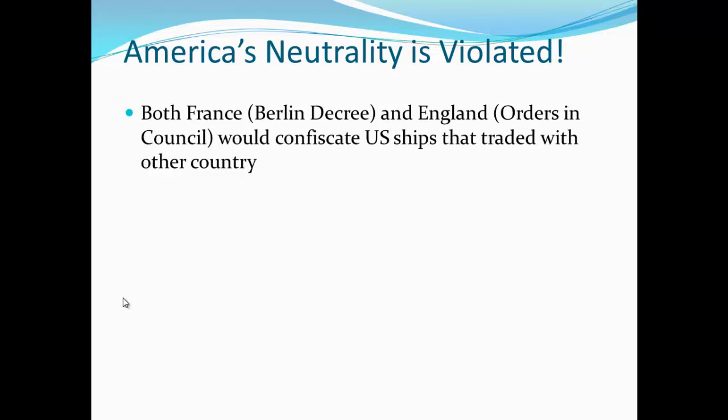So if the U.S. had a ship going to Europe to trade, France, if they could, would make it stop in their ports first to make sure they weren't trading with England, and England would do the same thing, making sure they wouldn't trade with France. And keep in mind that France controlled a lot of Europe during this time, so the U.S. feels like they are caught in the middle.